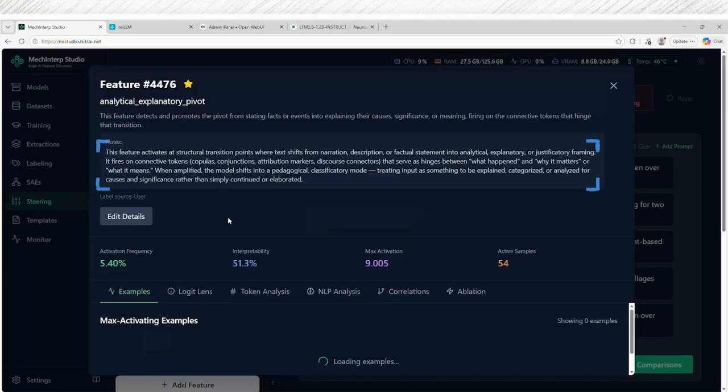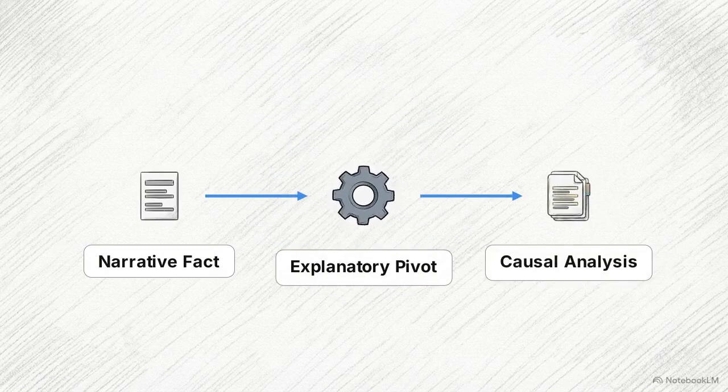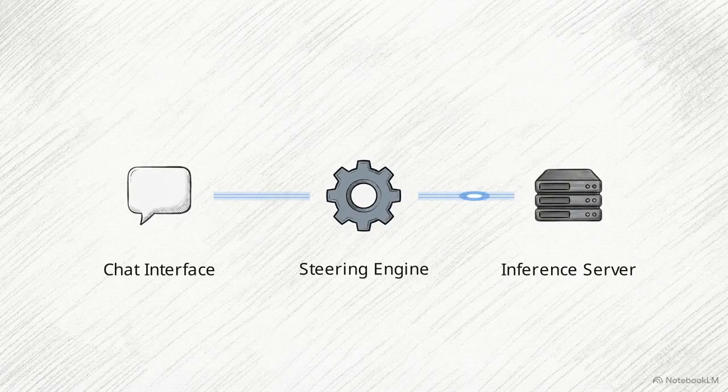This feature activates on specific connective tokens, like conjunctions, which the model uses to bridge descriptions and explanations. Understanding the mechanics of this pivot is essential, as this is the exact logic we will be injecting into our chat interface.